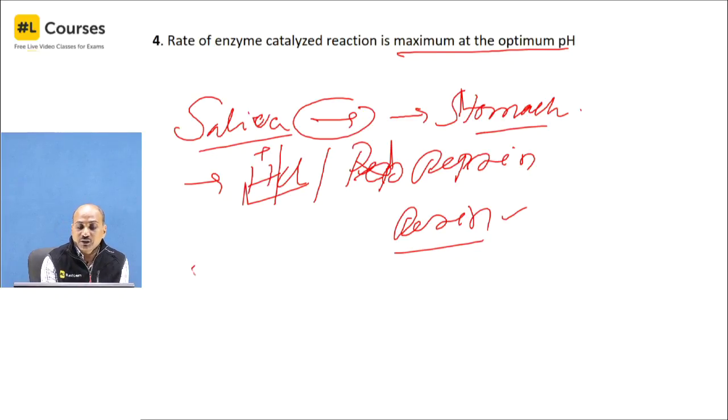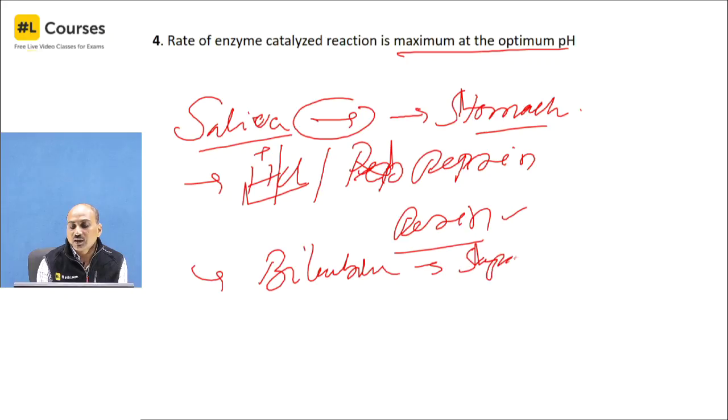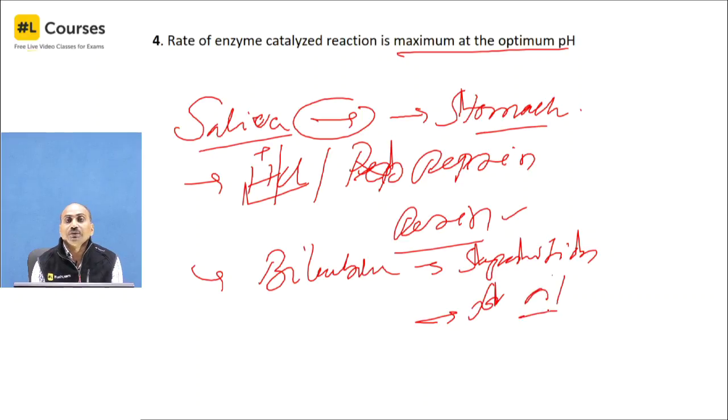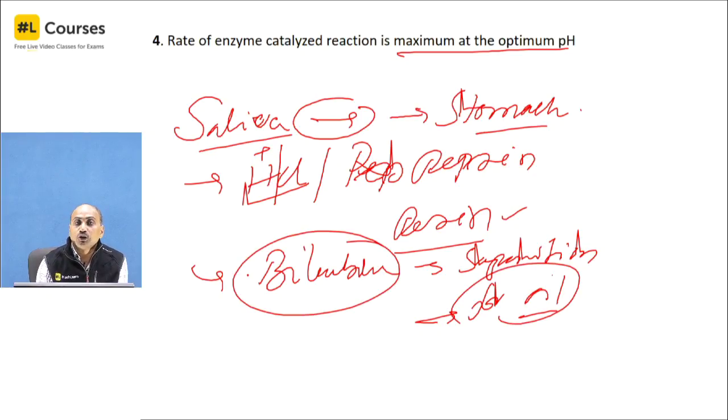So the next step, when it goes to the bilirubin will be secreted, where we get the saponification process happening for the oil, the material which we have consumed. That means the fatty food which we have consumed will be catalyzed by the bilirubin.